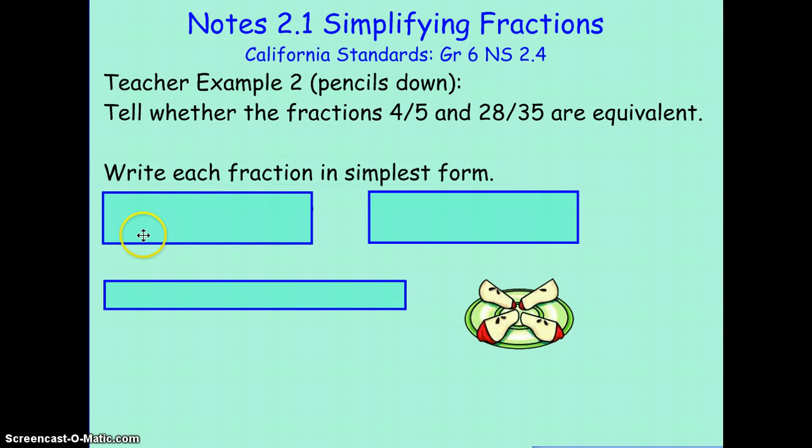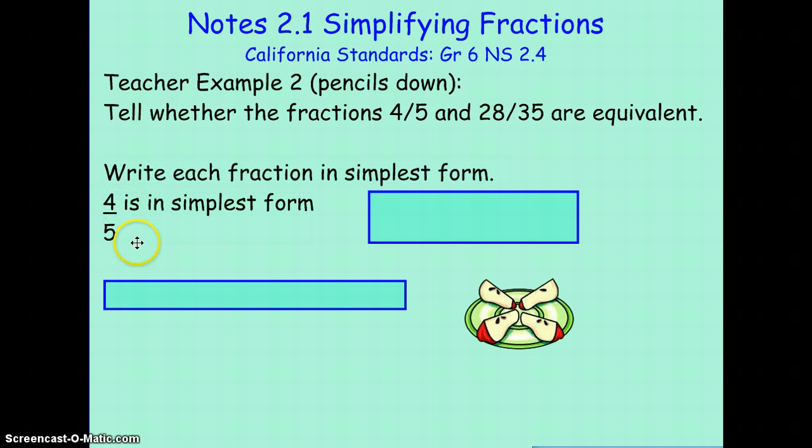Okay, starting with 4/5, we want to look for numbers that can go into both of them, or I can write them out using prime factorization. 4 is simply 2 times 2, and 5 is simply 5. They don't have any common factors, so 4/5 is already in simplest form.